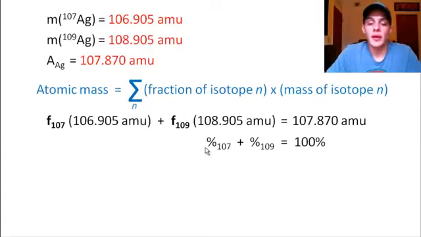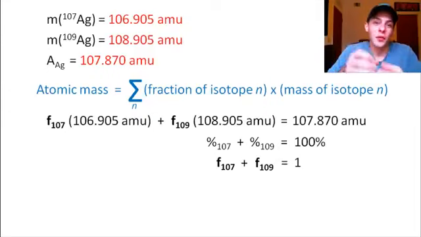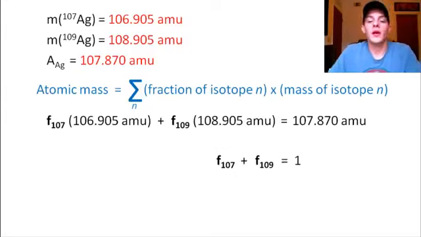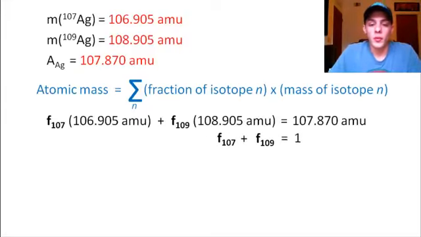So in other words, if we divide this whole equation by 100, we're going to get the fraction of silver 107 plus the fraction of silver 109 is equal to 1, which makes sense. All of the fractions added together should equal the whole, which is 1. So these are our two equations that we're going to use to solve for both of these unknowns.